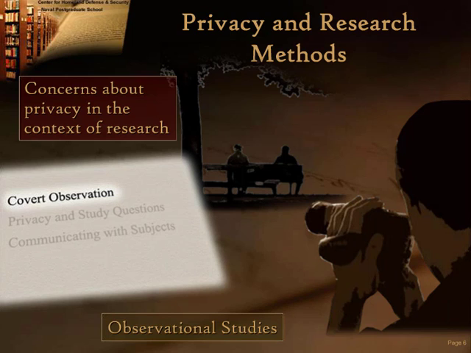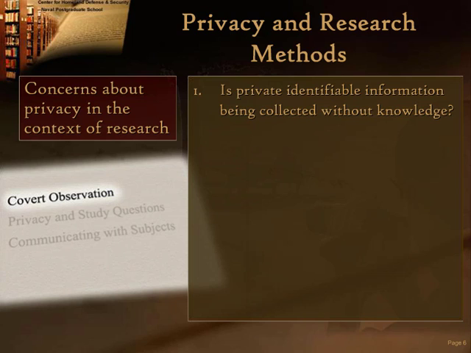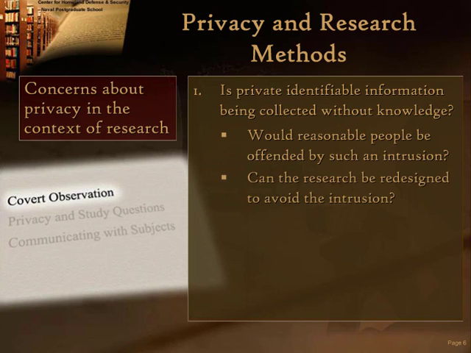The following questions might be used to assess the ethical soundness of observational research. 1. Is private identifiable information being collected about subjects without their knowledge? For example, covert observation recorded on videotape, in a situation in which individuals could reasonably expect privacy. If it is, then the following questions would also arise. Would reasonable people be offended by such an intrusion? Can the research be redesigned to avoid the intrusion?